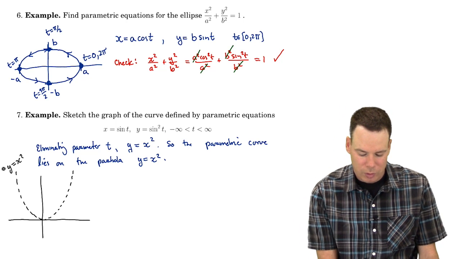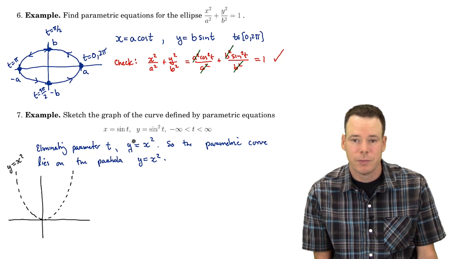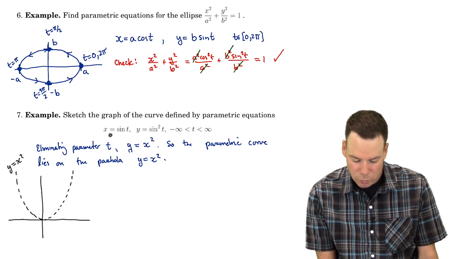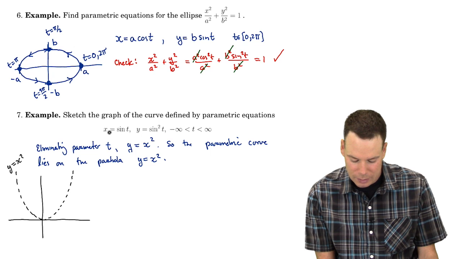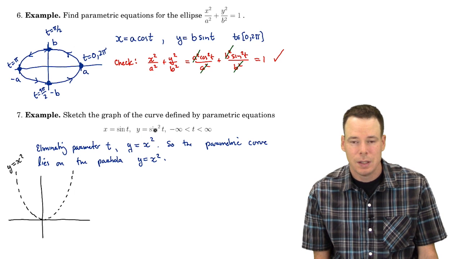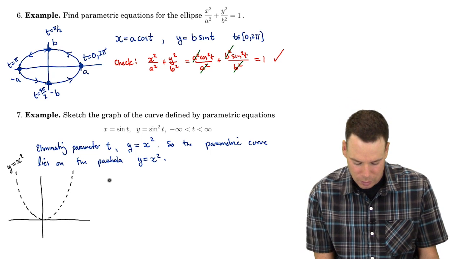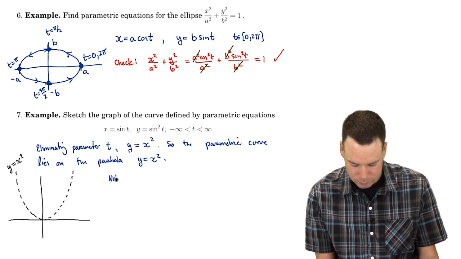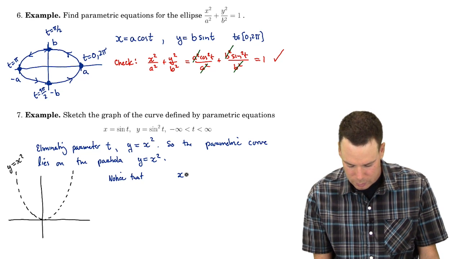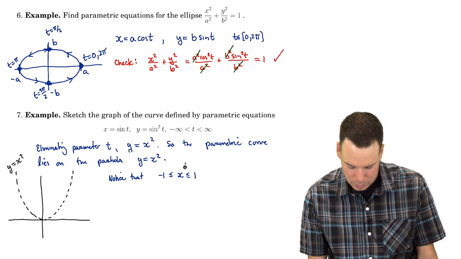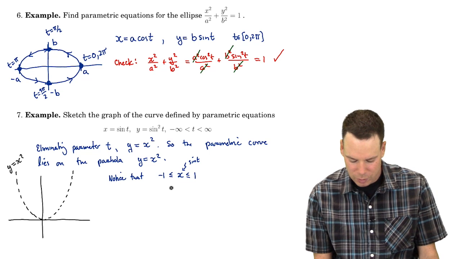Can I get any point on the parabola by taking an appropriate choice of the parameter t? Well, no, because x is sine of t and y is sine squared of t, and I know that sine doesn't get any bigger than 1 or any smaller than negative 1. So notice that x, which is sine of t, has to live between negative 1 and 1. So why is that? Well, that's sine of t. So it's bounded by negative 1 and 1.